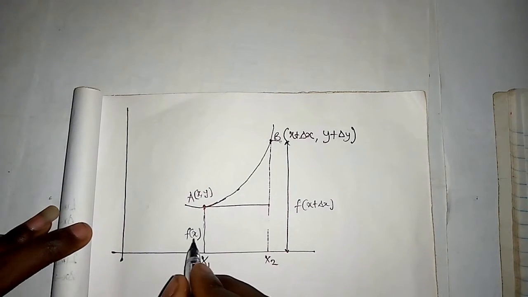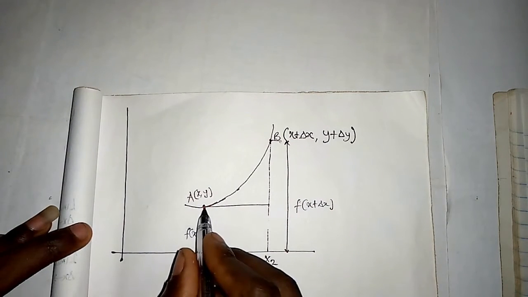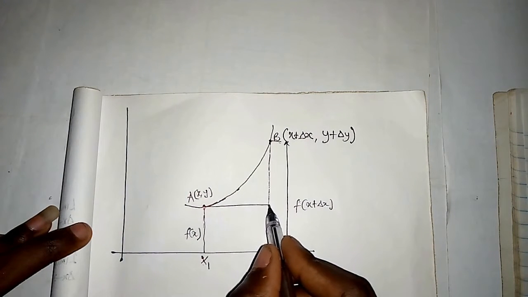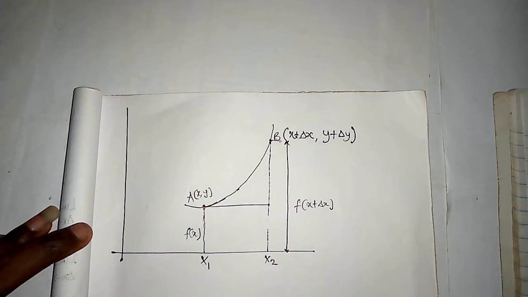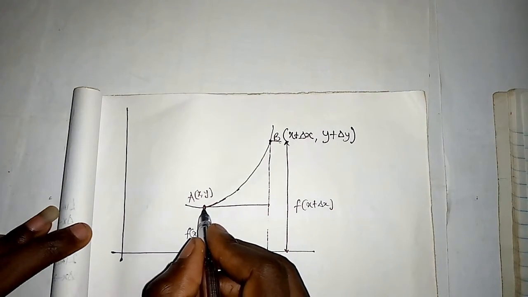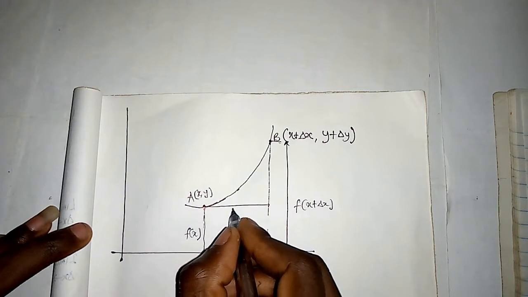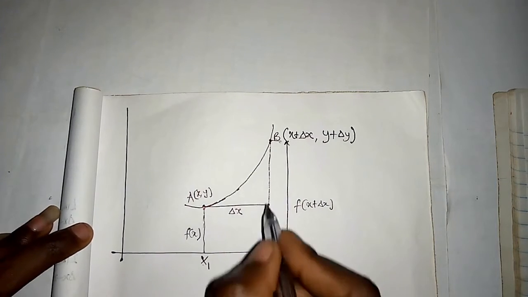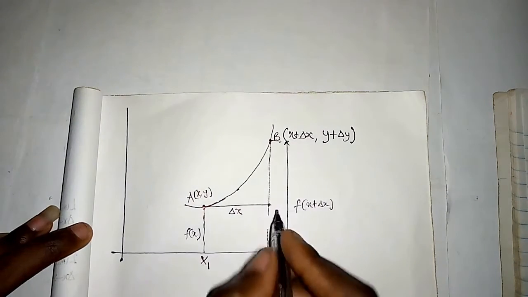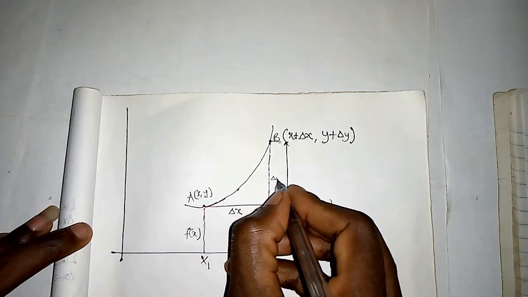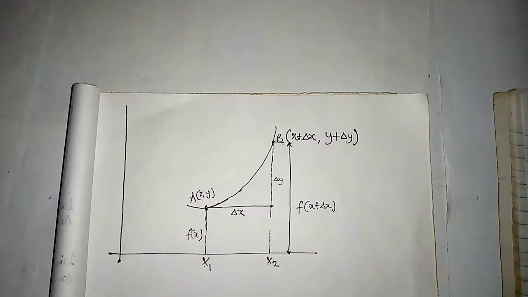So from this is f of x, so this point A to x1 is the same as this point here to x2. The distance here from point A to this point is a small change of x, so we call it the change of x here. And then from this point to point B is also a small change in y, so we call it change of y here. So with this, we are free to go.